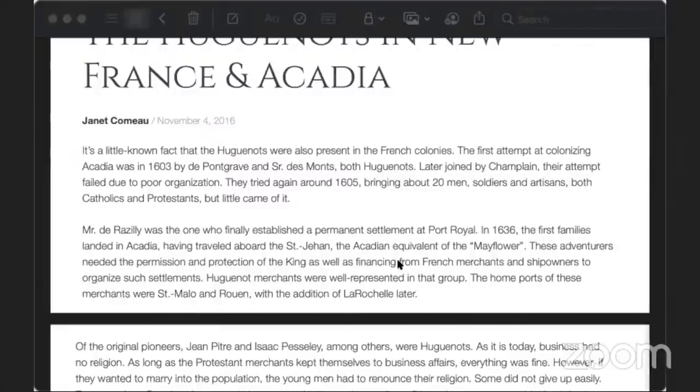In 1636, the first families landed in Acadia, having traveled aboard the St. Jehan, the Acadian equivalent of the Mayflower. That was their Mayflower. These adventurers needed the permission and protection of the king, as well as financing from French merchants. Who are these merchants? These are Sephardic Jews and the Muslim Moors with the money. They were the ones loaning the money and financing everything. They made a lot of money out of it. Yeah, they were the money handlers, yep. Remember the Port Jews, remember? The network, the Protestant, the Port Jews, yeah, the Dutch trade, it's all the same people.